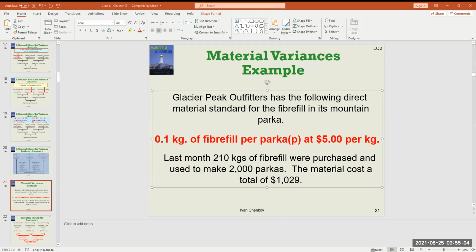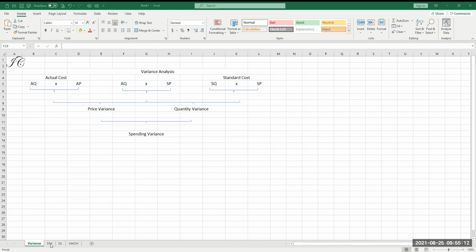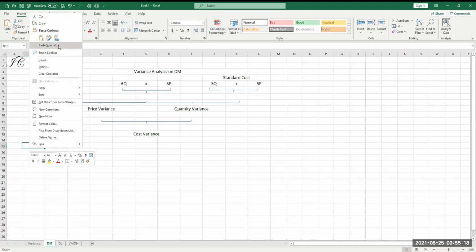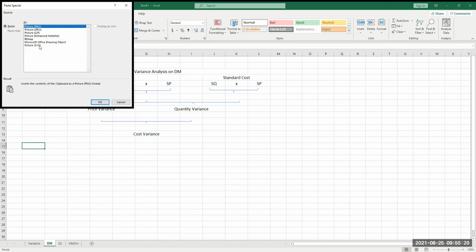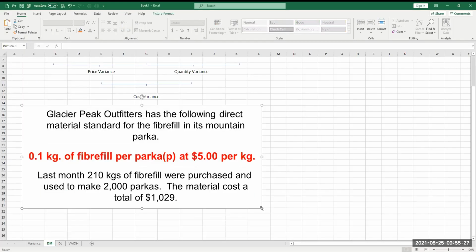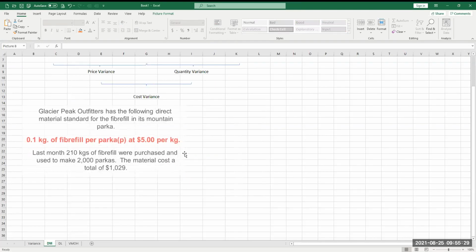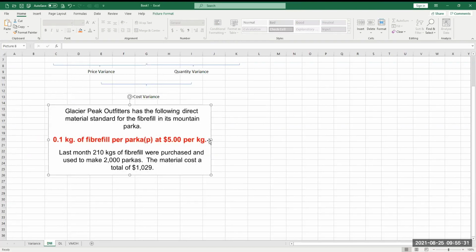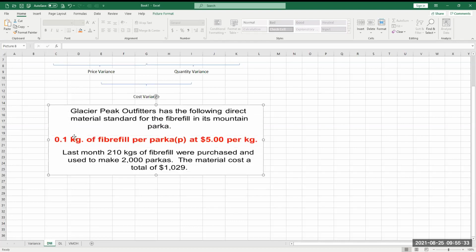At this point, I'm going to switch now to the Excel spreadsheet that we just created. And we're going to move to direct materials. On the direct materials side, I'm going to paste this one as a picture so I can manipulate it. Can you see my screen? Yes. Excellent.